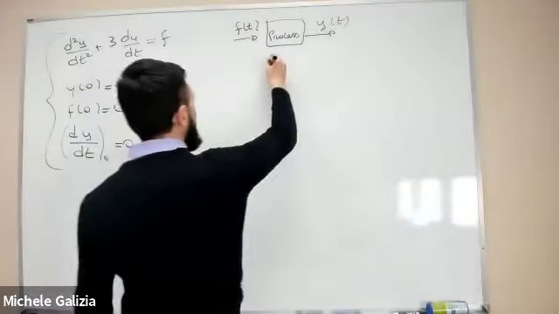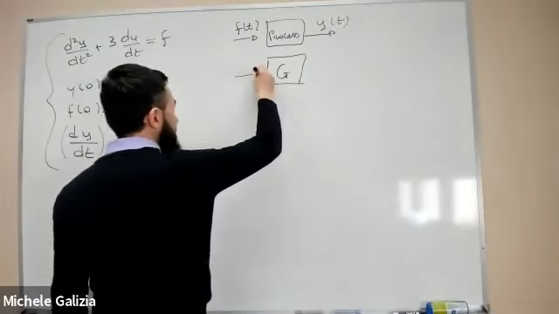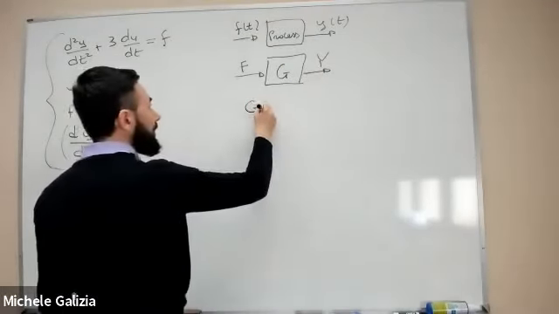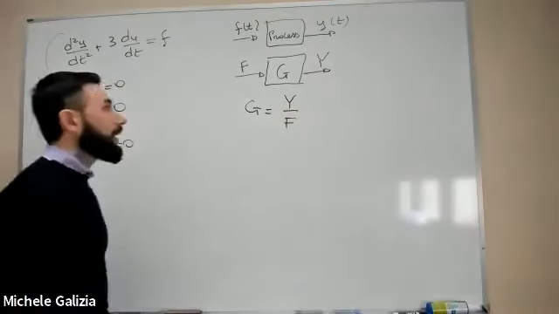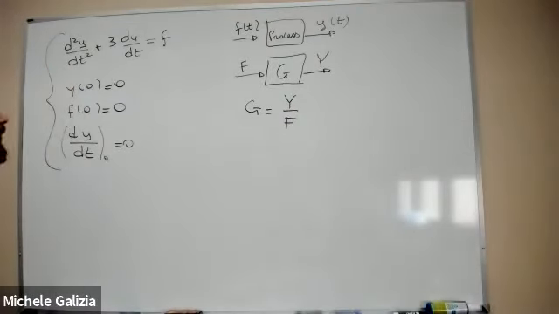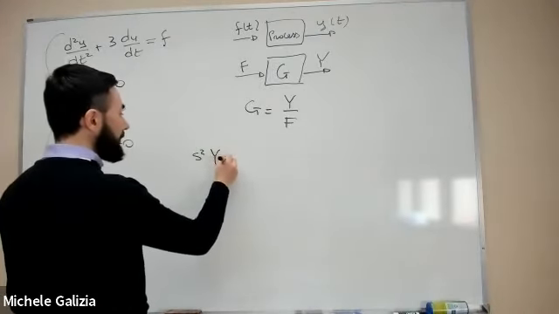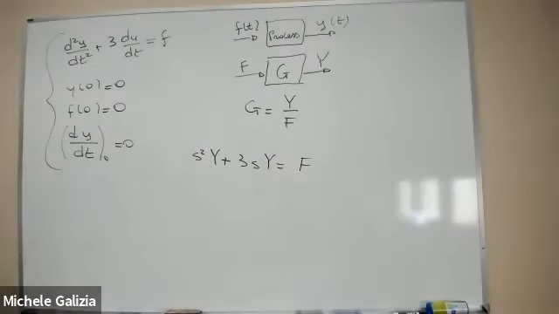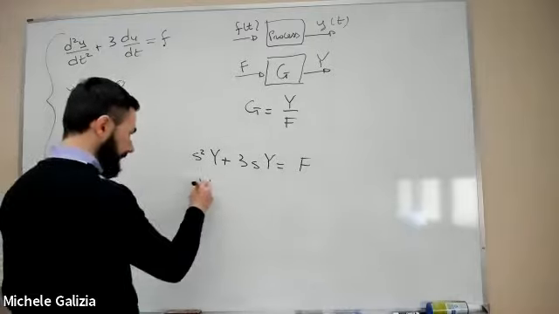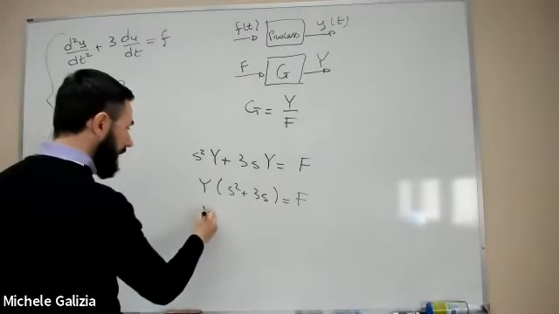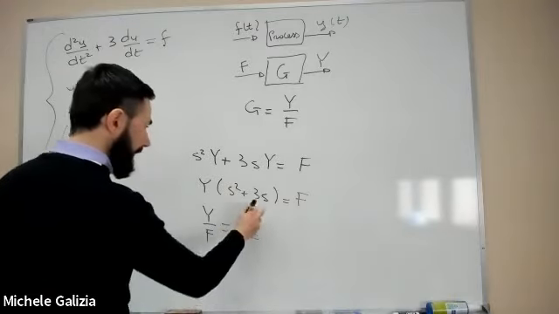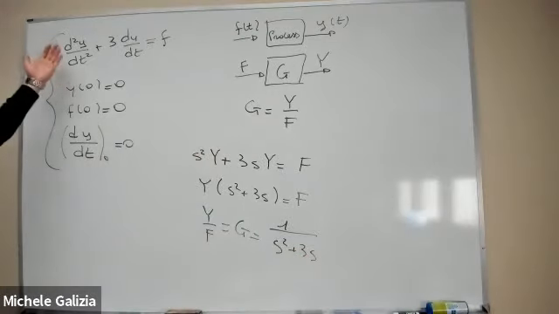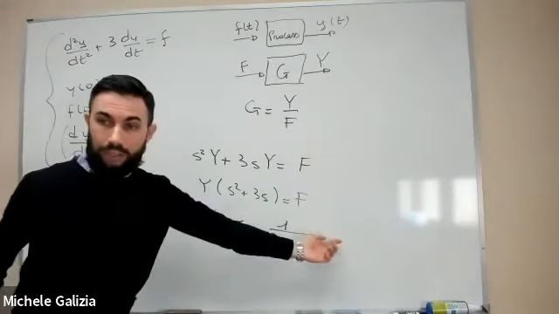We need a transfer function. So we need a function g that connects the Laplace transform of the input to the Laplace transform of the output. And g is clearly y over f. So to find g, the transfer function, we have to transform. So s squared Y plus 3sY equals F, capitalized because we are in the Laplace domain. So I collect Y, and then Y over F, which is g, is clearly equal to 1 over s squared plus 3s. Second order process, second order differential equation.